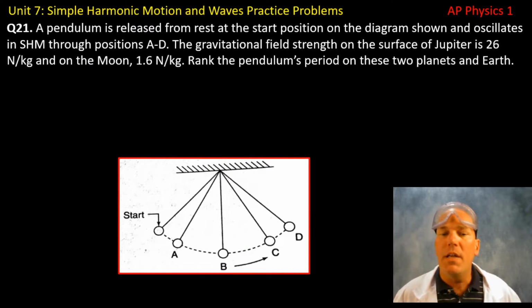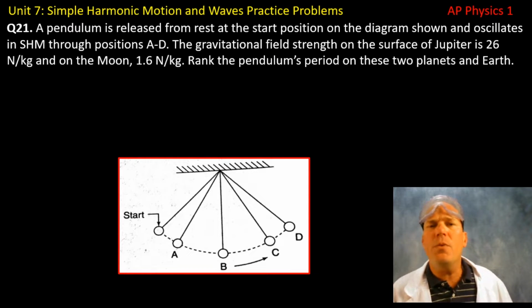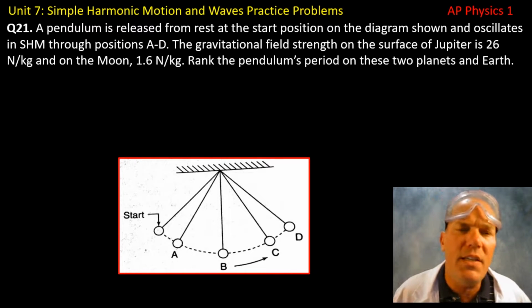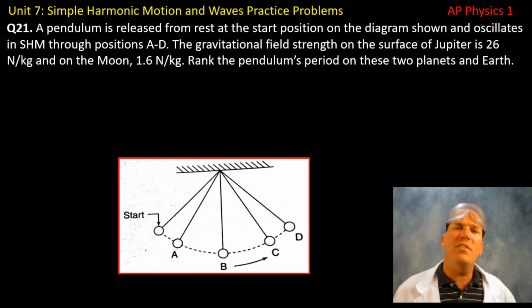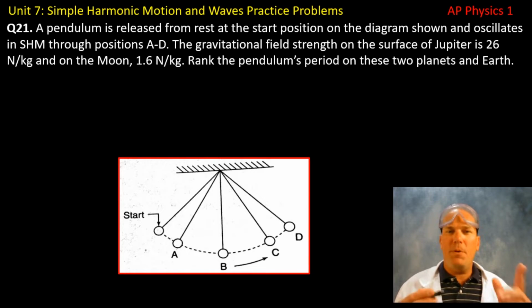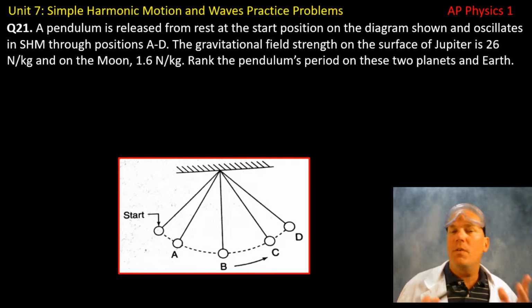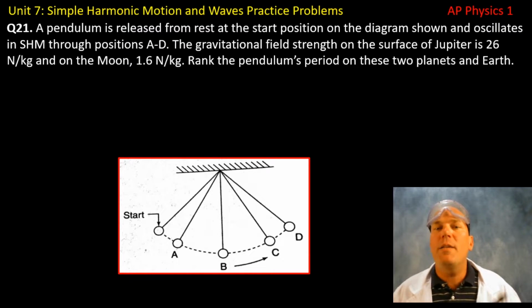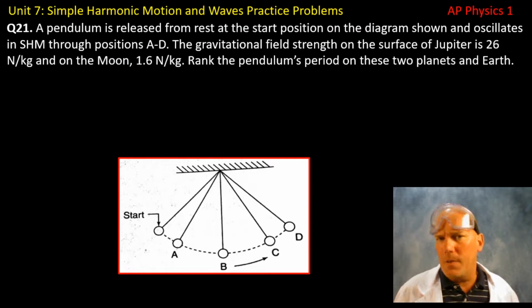Question 21. A pendulum is released from rest at the start position on the diagram shown, and it oscillates in simple harmonic motion through positions A, B, C, and D. The gravitational field strength on the surface of Jupiter is 26 newtons per kilogram, and on the moon, 1.6 newtons per kilogram. Rank the pendulum's period on these two planets and Earth.